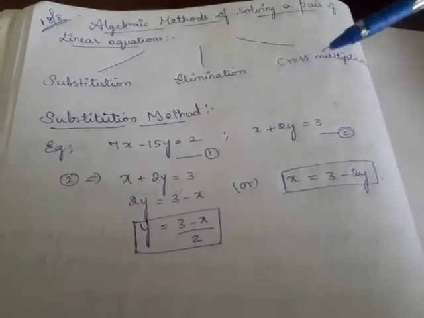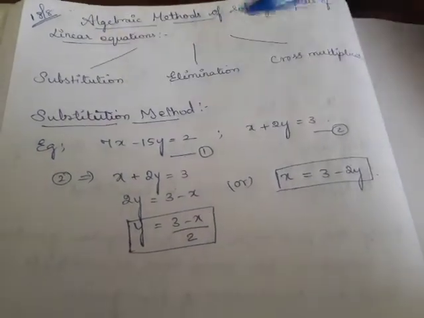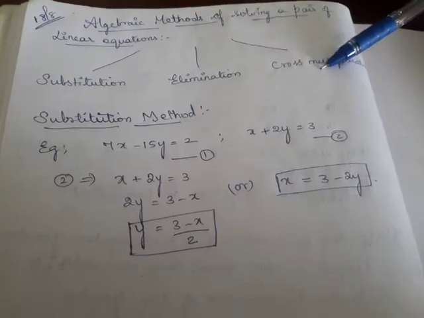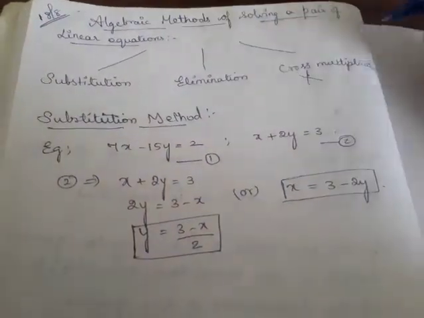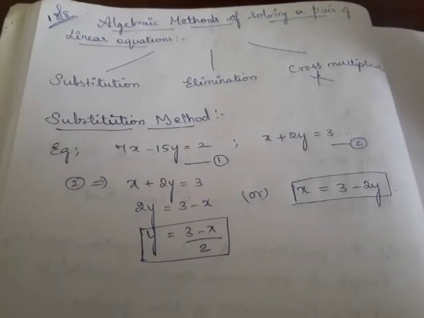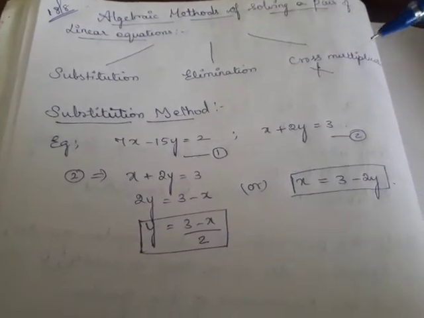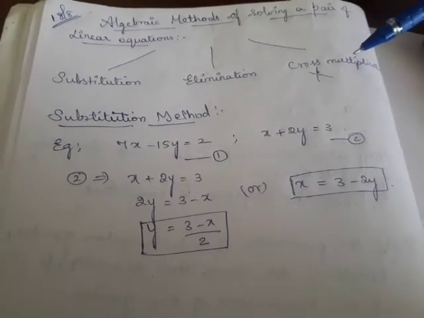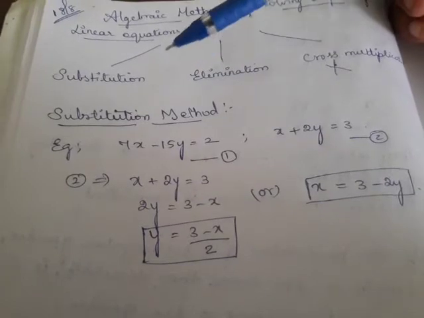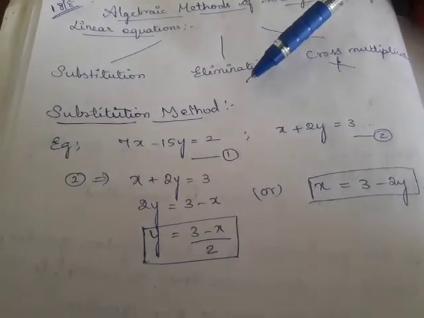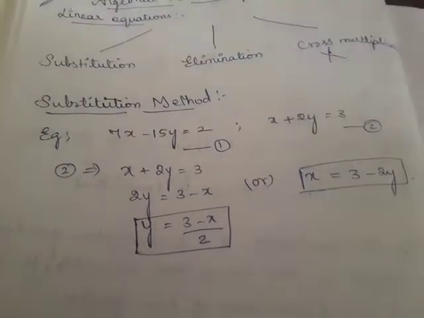There are three methods actually, as I told in the introduction class: substitution method, elimination method, and cross multiplication method. As of now, cross multiplication method, due to this pandemic, they have removed from your syllabus. So let us keep it aside. Later I will brief you what is all about, because you should know. Now this year you have substitution and elimination method. In today's class we will see what is substitution method.